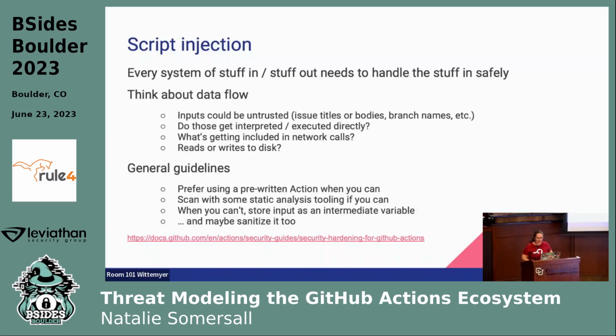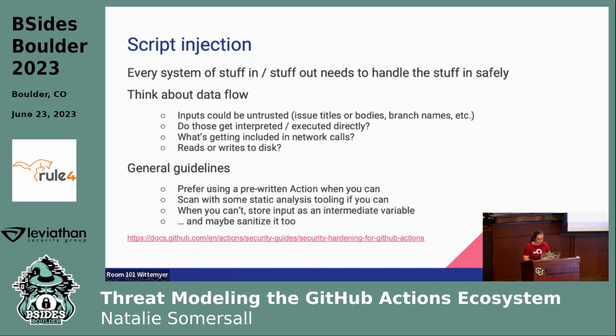And general guidelines on this is like, hey, we're going to set this policy of we're going to prefer to use a pre-written action when we can. So we're not going to write 30 different scripts to check out Git. We're going to use a pre-written thing. Scan with some static analysis tooling if you can. When you can't, store as an input as an intermediate variable, sanitize it if you can. And at the bottom is a whole security hardening guide for GitHub Actions. So if you want to spend another couple of hours on this, and I highly recommend it, do really dive deep into that link.